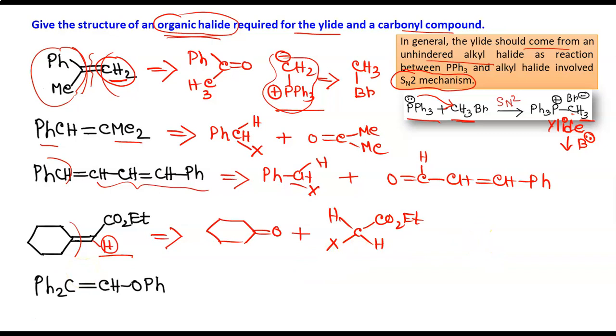And the last one, here we have H and OPh group attached to carbon, and this side we have 2 Ph groups. So obviously the left-hand side part is sterically hindered, so we will take the carbonyl on the left-hand side part, and the less sterically hindered part will be the halide. Okay, so in this way we can do the retrosynthesis.